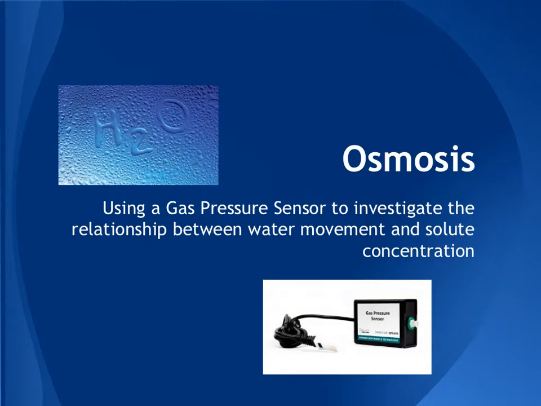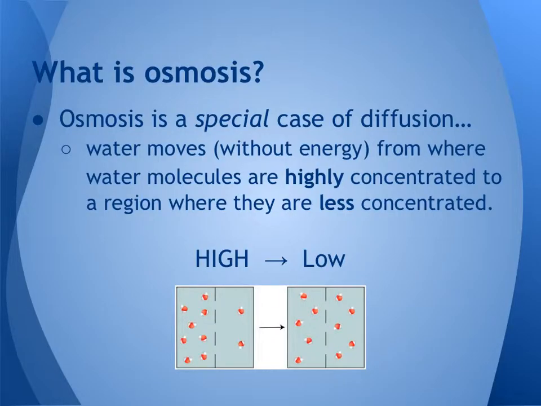Hi, in this screencast we're going to review the Osmosis Lab, where we used a gas pressure sensor to investigate the relationship between water movement and solute concentration with a model of a cell that we built with dialysis tubing. So recall that osmosis is just a special kind of diffusion. It is a passive transport mechanism, but it's dealing specifically with water molecules, H2O molecules, and they will move from where they are highly concentrated to where they are less concentrated.